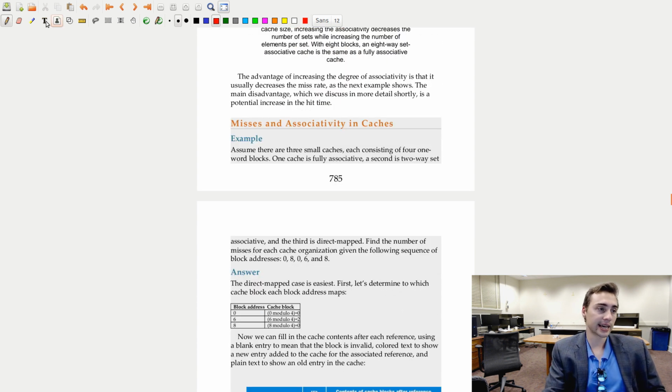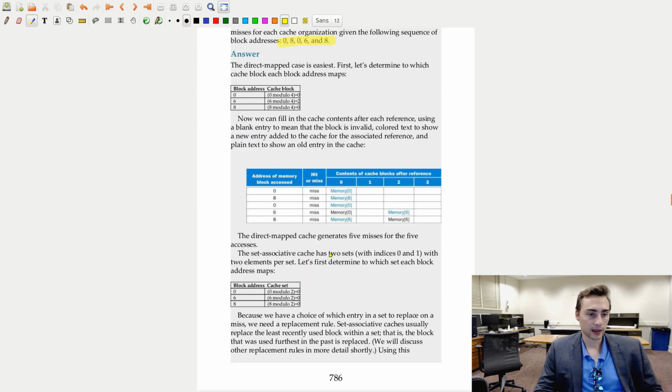Misses and associativity in caches. Assume there are 3 small caches, each consisting of 4 one-word blocks. One cache is fully associative, the second is 2-way, and the third is direct map. Find the number of misses for each cache given the sequence of accesses: 0, 8, 0, 6, 8. Now we can fill in the cache contents after each reference, using a blank entry to mean the block is invalid, colored text to show a new entry added to the cache, and plain text to show an old entry in the cache.